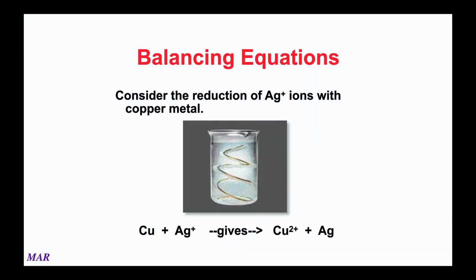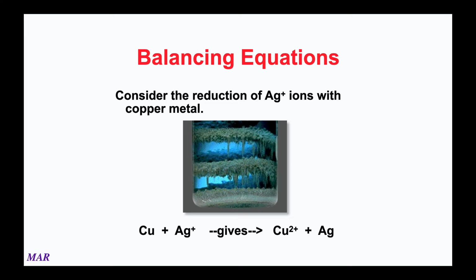Copper metal reacts spontaneously with a solution of silver nitrate. A coating of silver metal forms on the copper, while copper 2+ ions, which are blue in water, are released into the solution. Let's start our balancing of redox reactions with a relatively chill example. This is copper metal reacting with silver ions to make copper 2+ ions and silver metal.